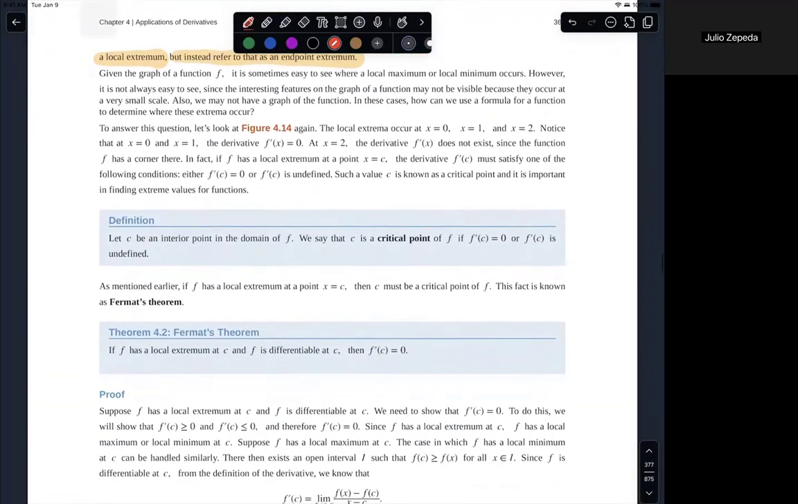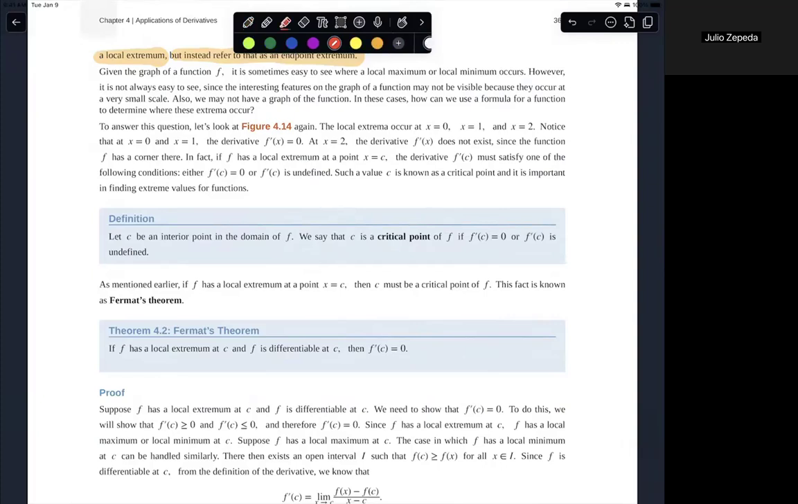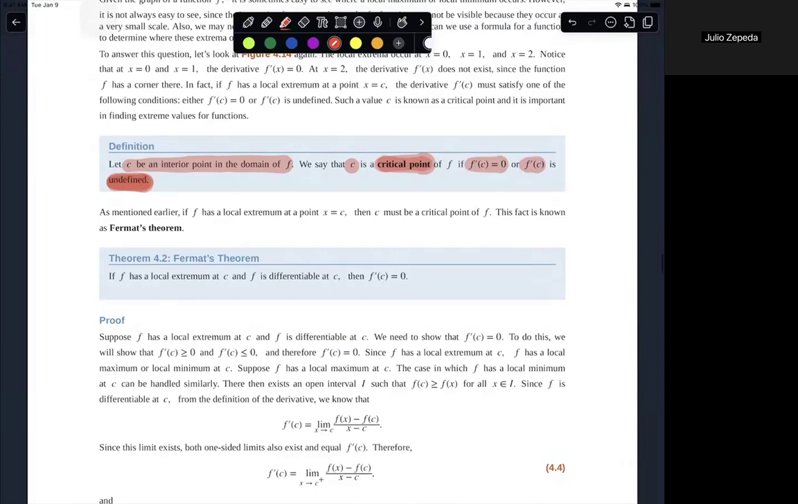Okay, so we are going to give another definition. Let C be an interior point in the domain of f, so it's not one of the endpoints. We say that C is a critical point of f if the derivative at C is equal to 0 or the derivative at C is undefined. Okay, I'll triple highlight the undefined. That's the one that gets forgotten the most often. But if the derivative is 0 or if the derivative is undefined.